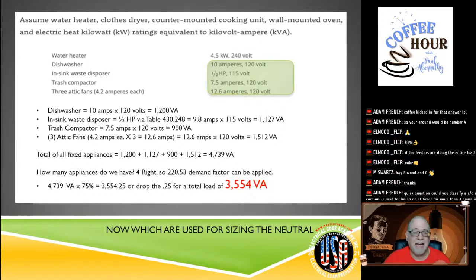Next, our appliances. What applies and what doesn't apply? Well, you notice we took off the water heater. But all of the other ones are very much applicable. Now, let's see if I can trick you here. So I'm taking the dishwasher. We already did that VA. We're taking the waste disposal. We already have that VA from earlier. The trash compactor, we already have that VA. The three attic fans, we already did that. So we're going to add all of these up together.